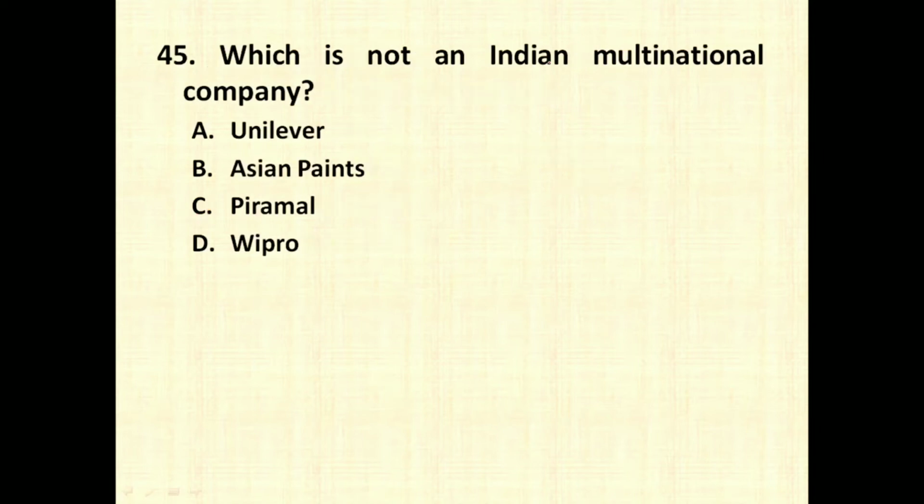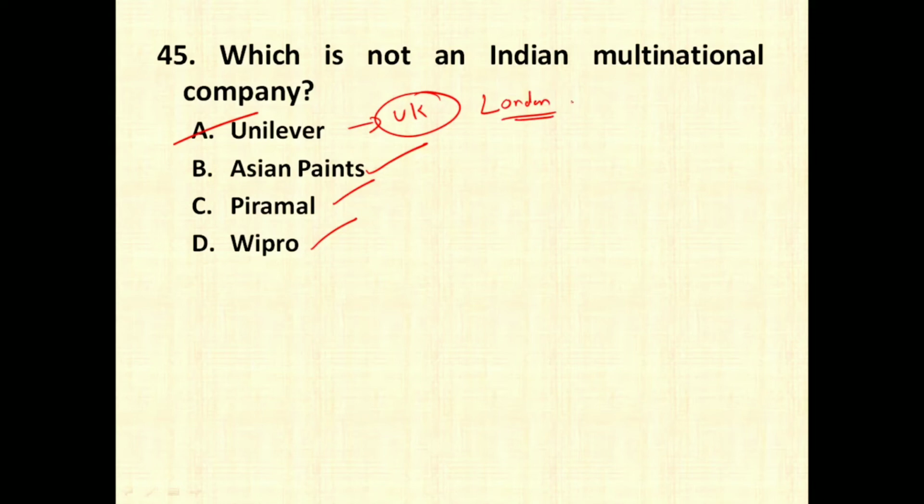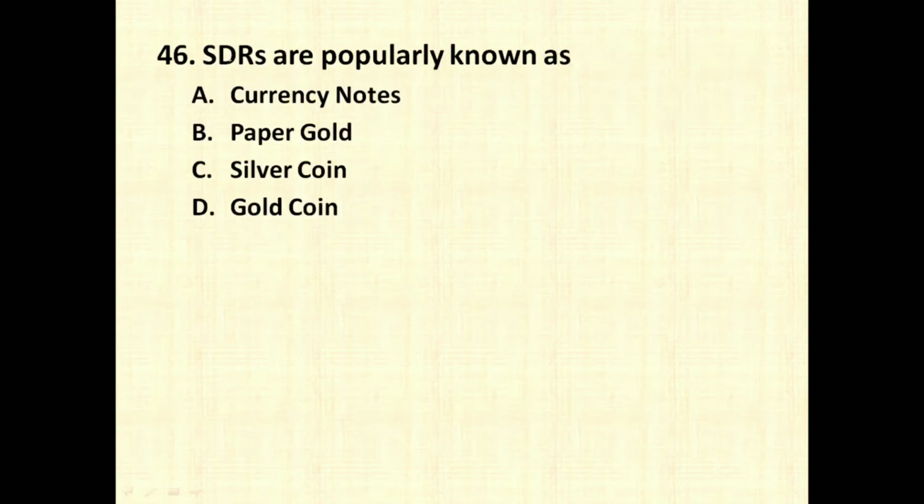Which is not an Indian multinational company? Unilever, Asian Paints, Piramal, Wipro. So Asian Paints, Piramal, Wipro are Indian multinational companies. Unilever is not an Indian multinational company. It is a UK based company which has its headquarters in London, right? So one of the subsidiary of Unilever company is HUL, which is now there in India.